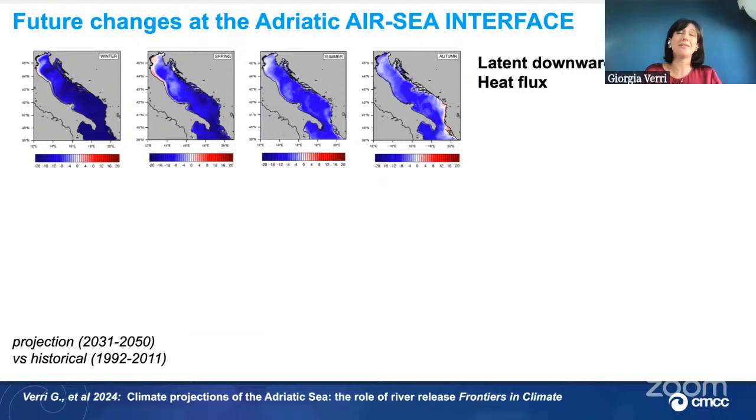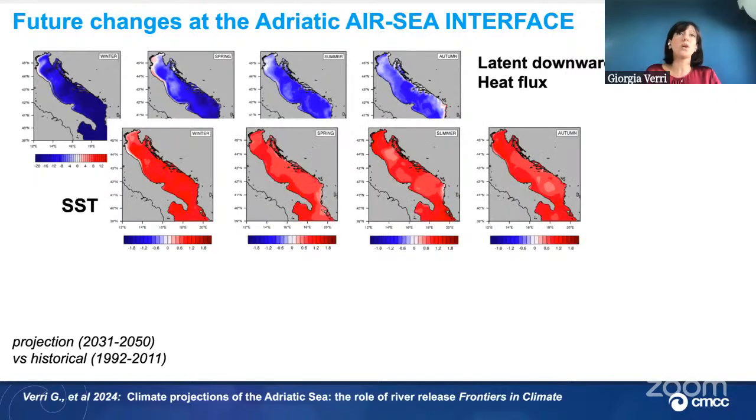The other complex interface to look at in detail with our climate downscaling is the air-sea interface. So here the top four panels refer to the seasonal changes of the latent downward flux, which is the opposite of evaporation, over our area of interest. And what we found is that the downward flux, or equally the evaporation, is expected to increase through all seasons and across the whole basin.